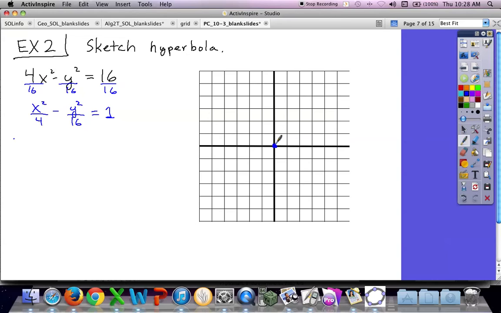And don't write it mixed up. Don't make that negative and that positive. Right? This is the form. It's always positive term and then negative term. So we know that the axis goes like that.